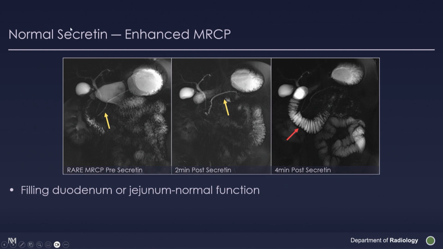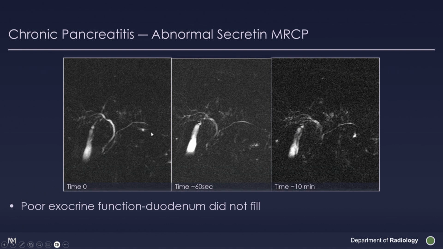And why do we do that? Well, here's a normal secretin exam. The pancreatic duct dilates a little bit, but more importantly, in my opinion, you start to see visualization of the duodenum to the level of the jejunum. So this is normal function following secretin. And there's a nice AJR article on this as well. Here's somebody with chronic pancreatitis, and the reason I'm showing this is you can see the abnormality. There's no visualization or filling of the small bowel, and so there's poor exocrine function, as I illustrated.